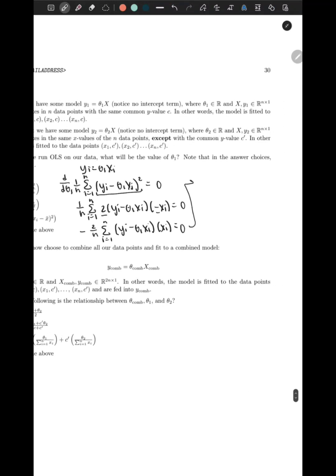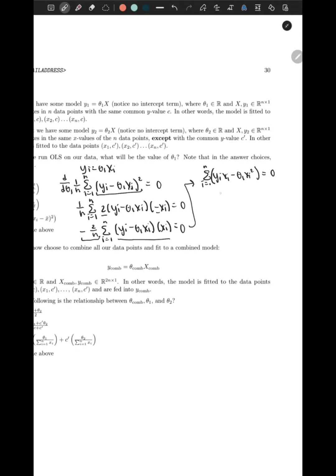Okay, and I'll move the work up here. So I'm going to just divide both sides by negative 2 over n. Negative 2 over n is a constant. If we divide 0 by a constant negative 2 over n, or if we divide 0 by anything, that's still just 0. So we can just get rid of the negative 2 over n. And then I'm going to multiply these two expressions out. So now I'll get the summation of i equals 1 to n of yi xi minus theta 1 xi squared. And again, we divided both sides by negative 2 over n, so we don't have the negative 2 over n anymore.